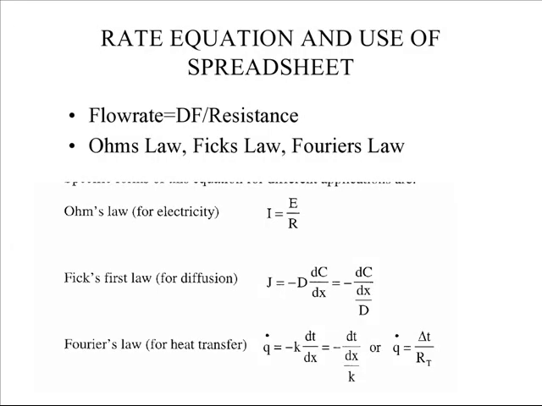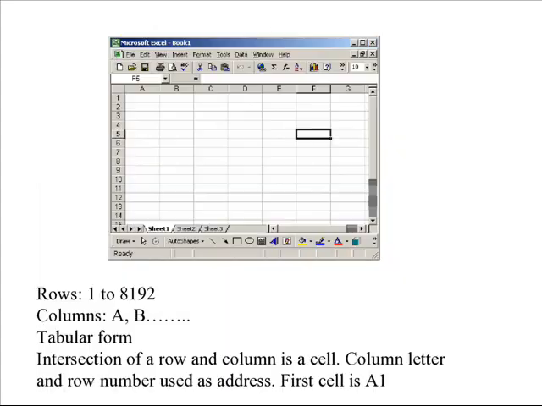Our next topic, rate equation and the use of a spreadsheet. There are a couple different sections of the book where we will be using the rate equation, and if you're familiar with calculus, if you've had it before, then this should be no surprise to you. There are a couple different instances where we actually will use rate equations. Flow rate is one instance. Also, there's Ohm's law, Fick's law, and Fourier's law that we will use within the context of this book.